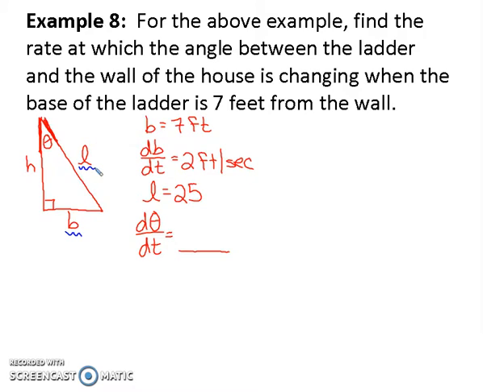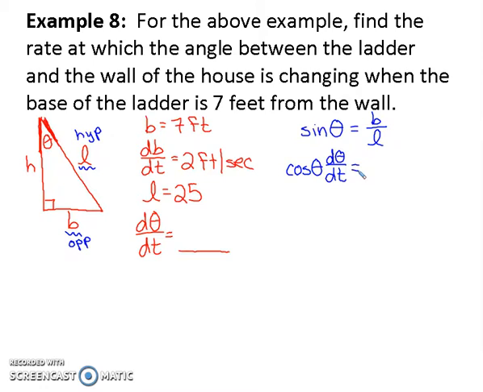So looking from theta, B is opposite the theta, and then L is the hypotenuse. So opposite and hypotenuse would tell me to use sine of theta. So sine of theta would equal B over L. So that's my equation that I'm going to use, which means that's what I'm going to take the derivative of. So the derivative of sine theta is cosine theta, but then I'm going to multiply it by d theta dt.